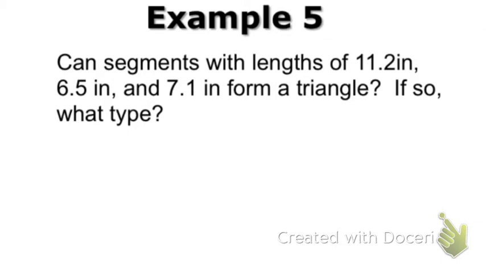We add the two smallest lengths. So which two are we adding here? 7.1 and 6.5. So we add these, and what do we get? 13.6. So does this make a triangle? Yes, because that's bigger than 11.2. So the first question, can it form a triangle? Yes. Now, what's our second question asking? What type?